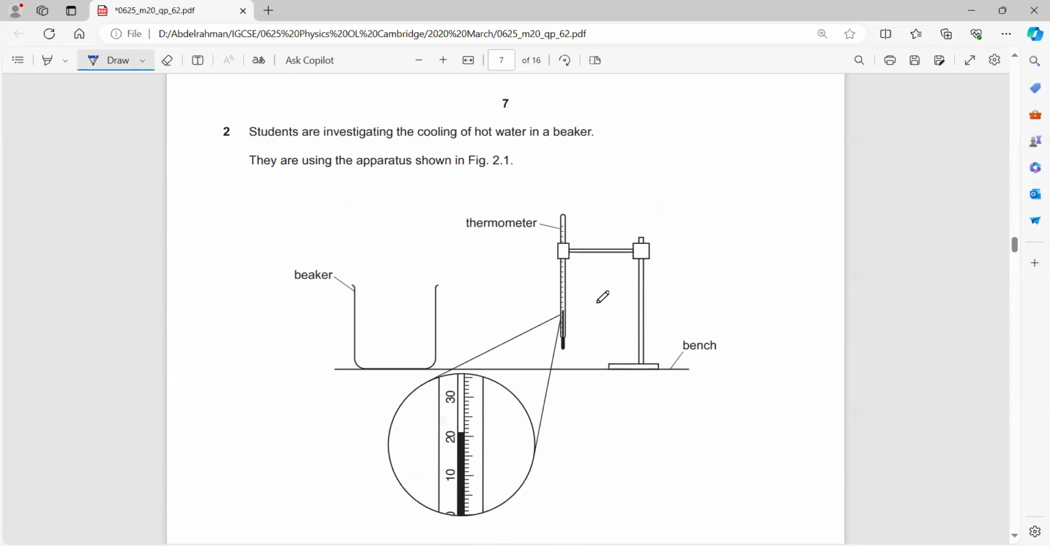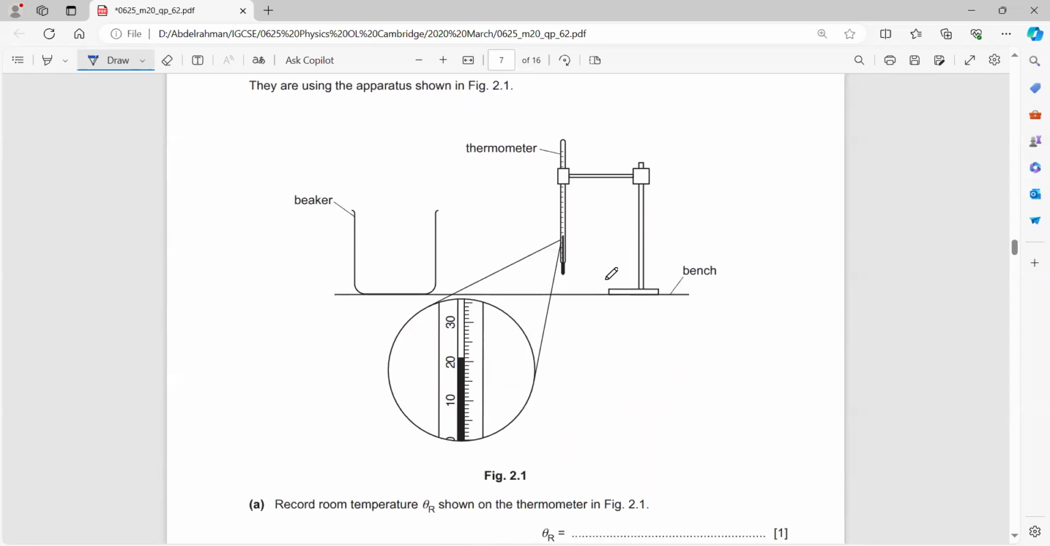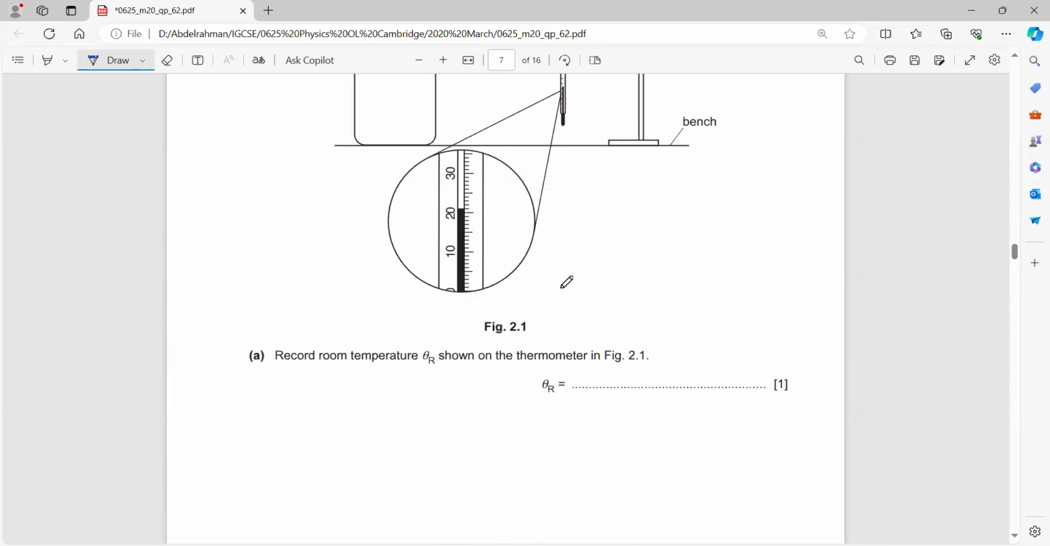Moving on. Question 2. You have a thermometer. Record the room temperature. The room is 21. Again, don't forget to use the unit. 21 what? 21 degrees Celsius.